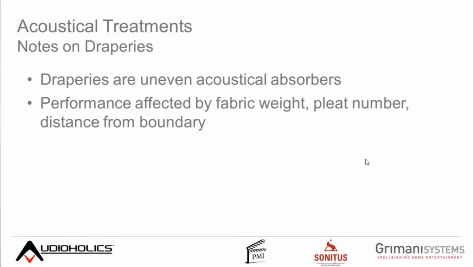If a drape is all the way up against a window, the fabric that's all the way up against the window is not absorbing at all. And it's only the fabric that's far away from the window that's doing something. So you want a gap. And then also the amount of pleating you have, how full the drape is, is going to affect the absorption. And then the kind of material you use. So you want to use a relatively heavy material.